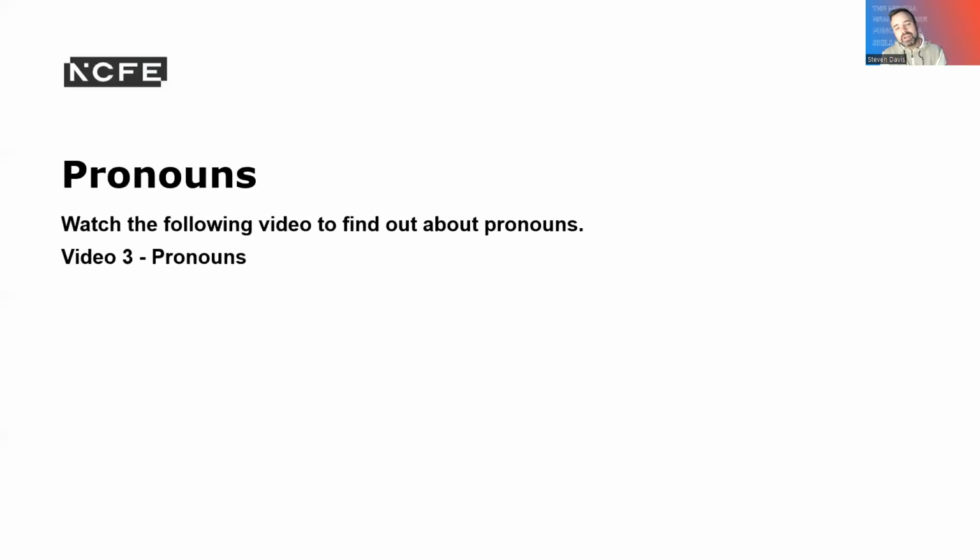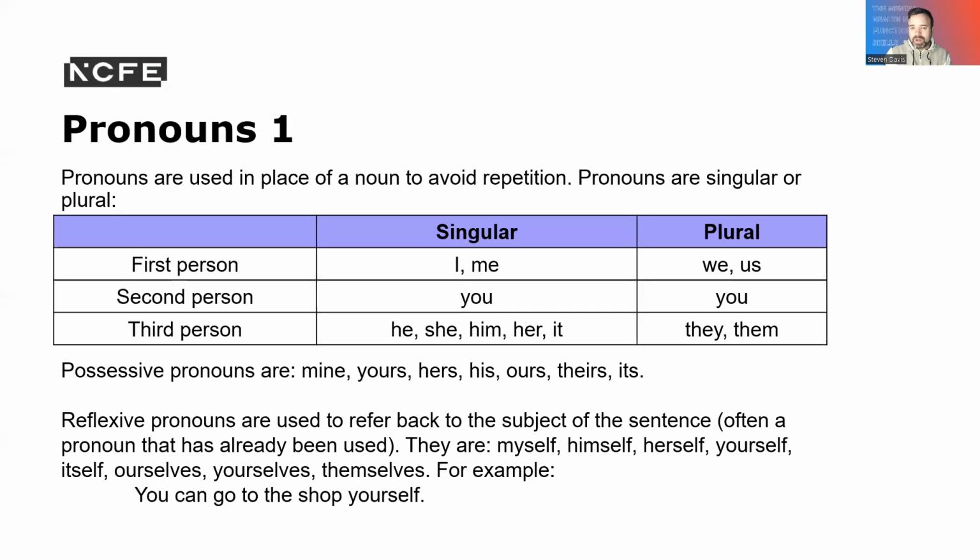Good. So we're now going to look at pronouns. You're going to watch the film 3 and then you'll come back and we'll have a look. Good. So pronouns are used in place of a noun to avoid repetition. Pronouns are singular or plural. So first, second, and third person. Singular, first person, I, me. Plural, we, us. So for me as a singular person, I would say I. But if I was talking about more than me, I would say we or us.